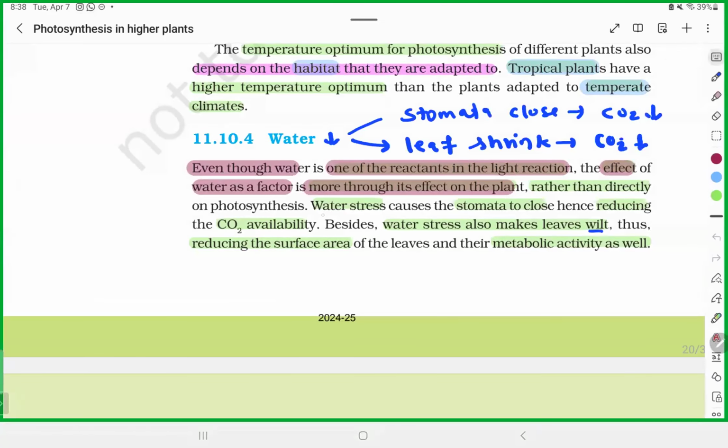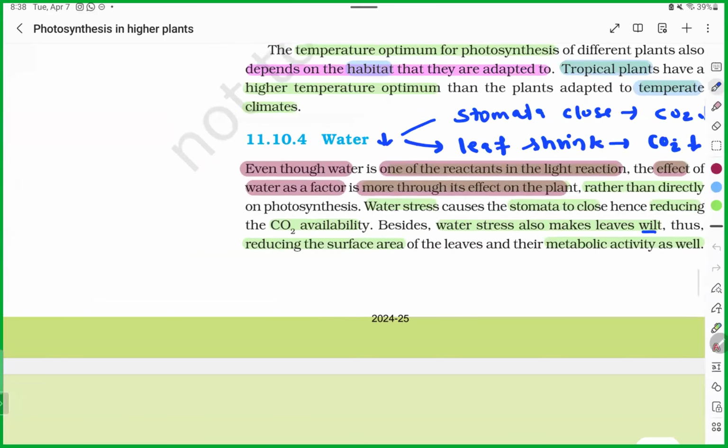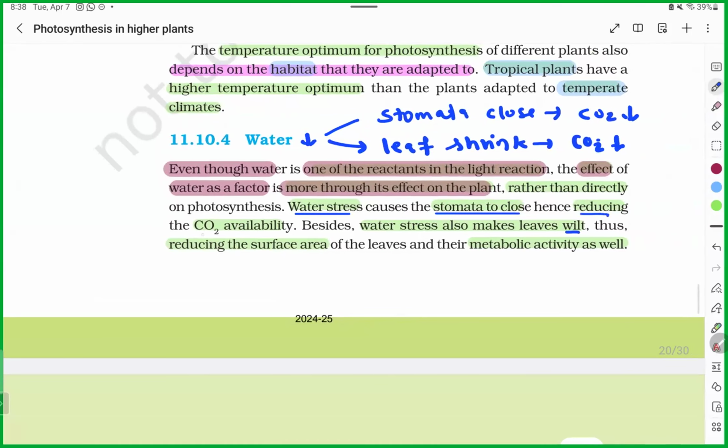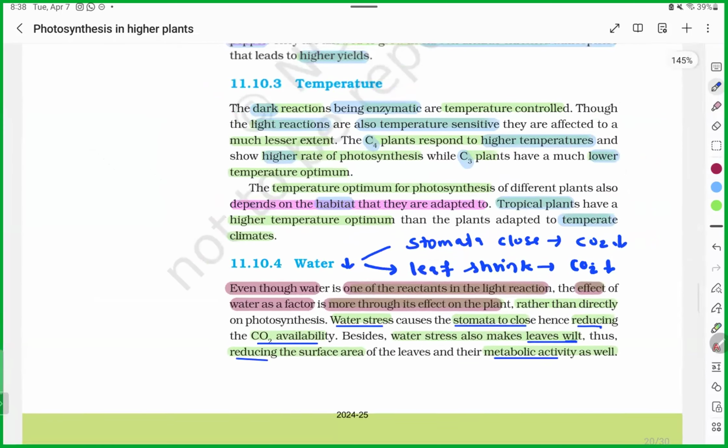Second, water stress. Water stress will close the stomata, so it reduces CO2 availability. Less CO2 availability. Water stress will wilt the leaf, like curling, reduce surface area, reduce metabolic activity. So overall, everything will be less. Leaf will shrink. Correct? CO2 availability will be less. Stomata will be closed. CO2 availability will be less.